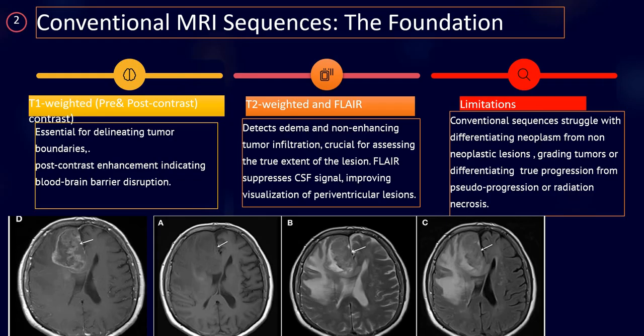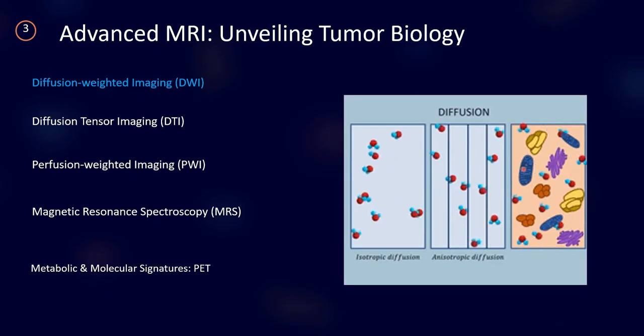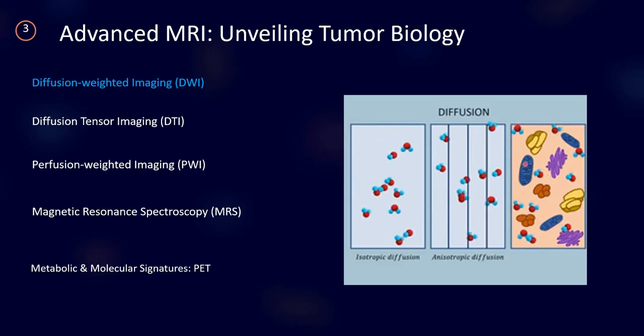But conventional sequences struggle with differentiating neoplastic from non-neoplastic lesions in some cases, also with grading the tumor and differentiating true from pseudo-progression or radiation necrosis in the post-therapeutic stage. So what about the advanced MR? We have diffusion weighted image, diffusion tensor, perfusion weighted image, MR spectroscopy, then metabolic and molecular PET CT or PET MR. Starting with diffusion weighted image.